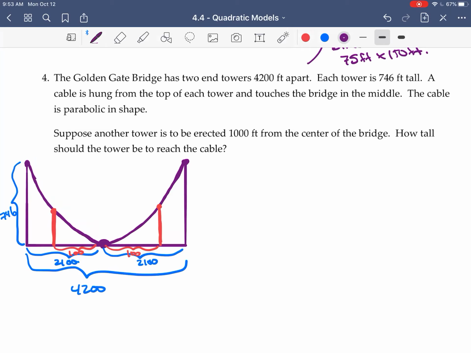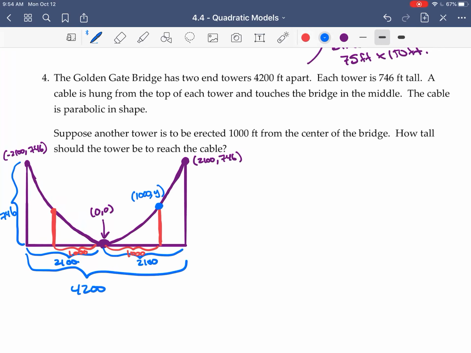Now, to help us, we want to sort of plot this on the plane. So you can do this in lots of ways, but I think it's going to be easiest if we plot this vertex at 0, 0. Okay, because then the coordinates of this point are going to be 2100 and 746, the height. And the coordinates of this point now are negative 2100 and 746. Okay, so that might help us, because now this coordinate that we actually want to find has x value 1,000, and I only wrote 100 down here. Okay, x value 1,000, and then the y value we don't know. Okay, and that's what we want to find.